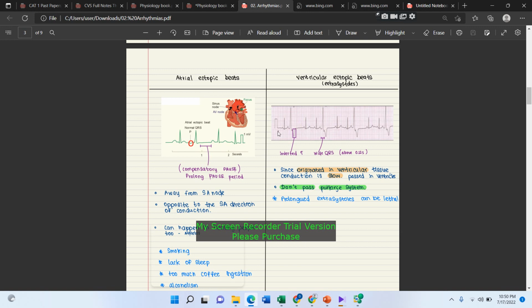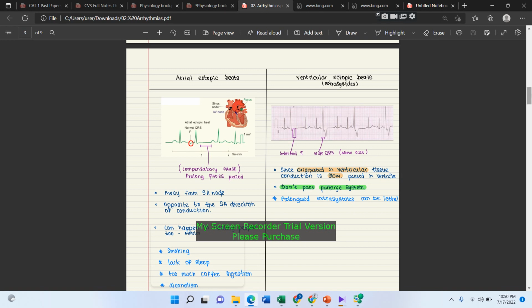That is totally away from the SA node. So it has an inverted T. The P and QRS are there in the right direction. So this P and T is inverted and QRS is wide, above 0.12 seconds, right? In fast tissues conduction is slow, so the conduction is comparatively slow. They are passed throughout the ventricles, but they don't pass through the Purkinje system.